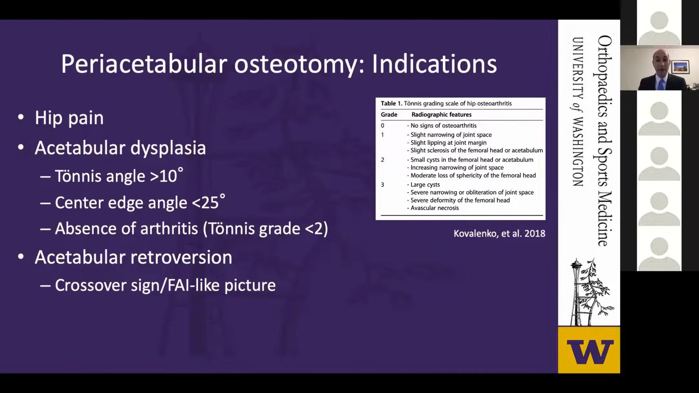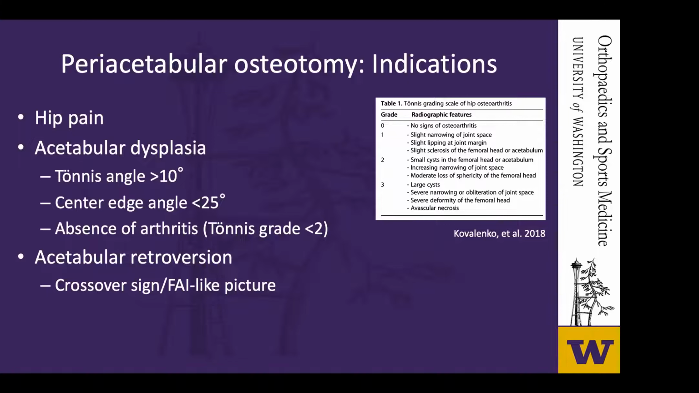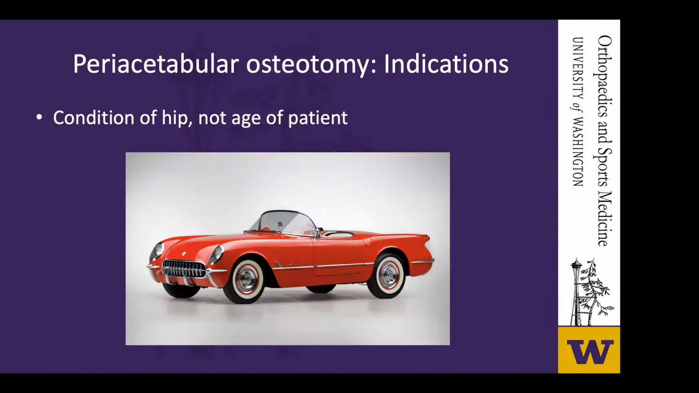As familiarity with PAO has increased since it was first introduced in the late 1980s, indications have evolved to address other deformities such as acetabular retroversion. Age is not a true contraindication to having a periacetabular osteotomy. While adolescents and young adults are perhaps the most likely to benefit from PAO, the condition of the hip, specifically the lack of any degenerative changes, is really what guides whether a hip preserving procedure may be indicated.